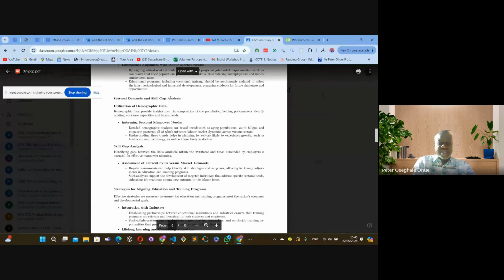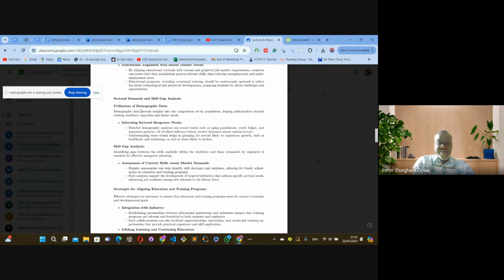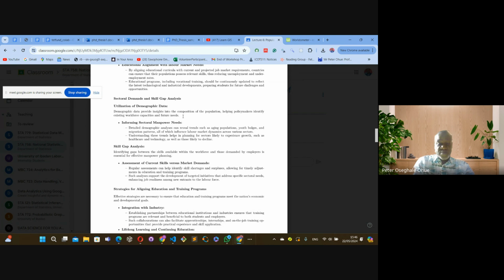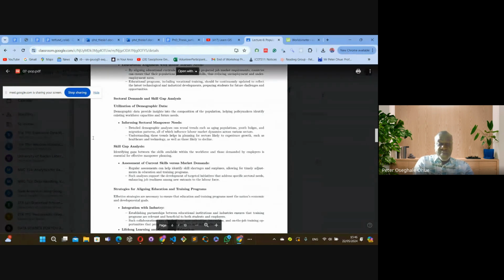Okay, so sectoral demands and skill gap. We are now looking at different sectors. First, utilization of demographic data. Demographic data provide insight into the composition of the population, helping policymakers identify existing workforce capacities and future needs. So if you have the demographics of your population, it can help you to plan, so that you can cover the skill gap. There's a gap indeed. Informing sectoral manpower needs: detailed demographic analysis can reveal trends such as aging population, youth bulges, and migration patterns, all of which influence labor market dynamics across various sectors. So there's need for more work so that you can understand the patterns of your population and labor force, and so that you can plan.